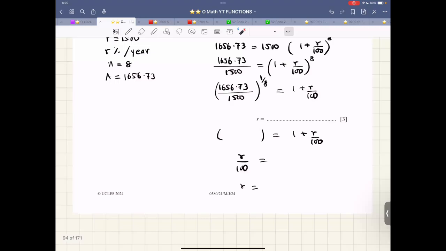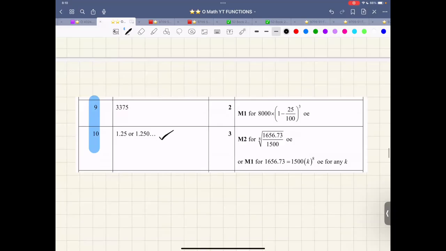And again, let me use the calculator. 1656.73 divided by 1,500. I think that's the favorite number. And raised to the power of 1 over 8, that is 0.125. So raised to the power of 0.125, this comes out to be this thing. And then, hold on a second. So let me write over here, 1.0125. Therefore, after the subtraction, minus 1 and then times 100, this comes out to be 1.25. So 1.25 is the answer. Let me double check. There it is. Both answers are given.